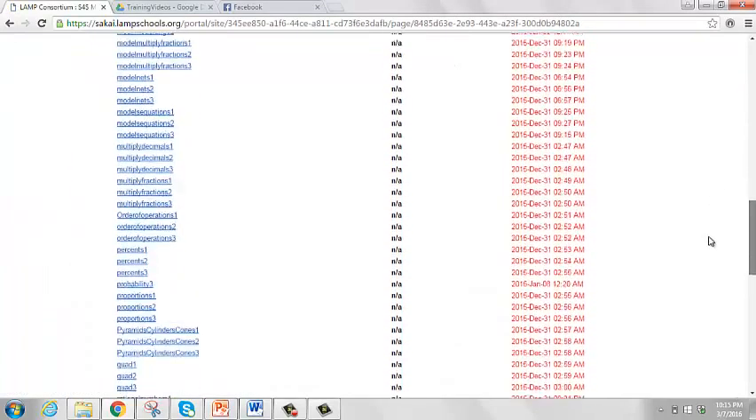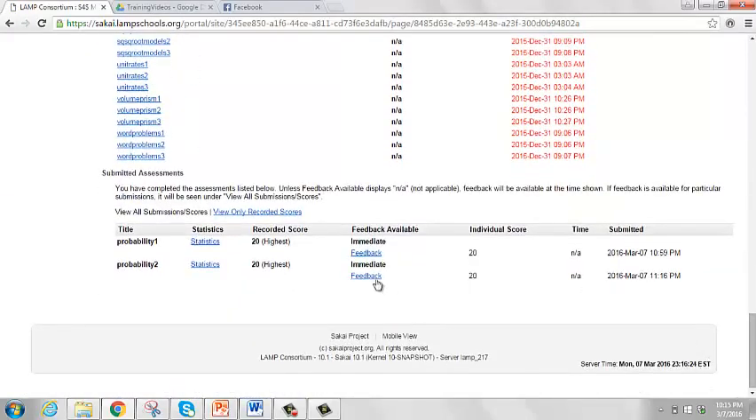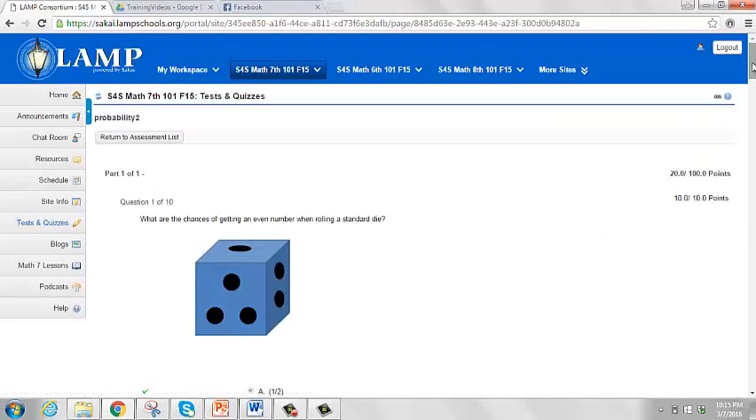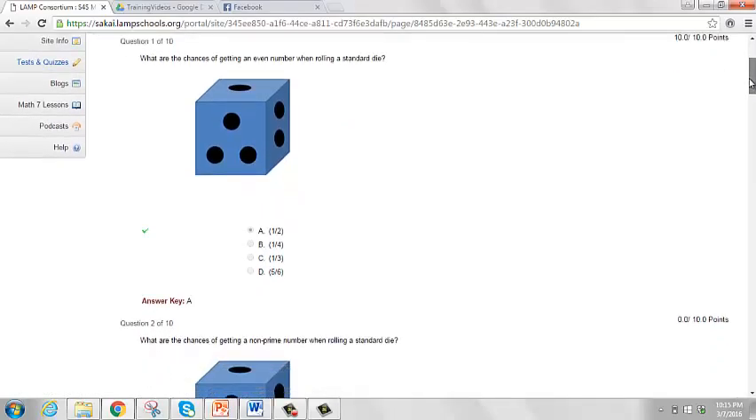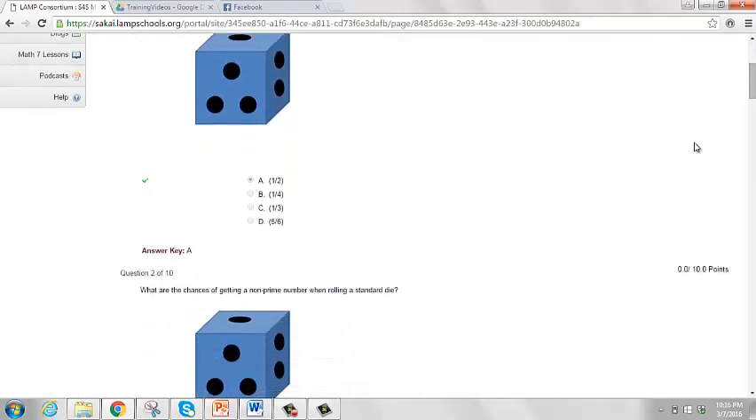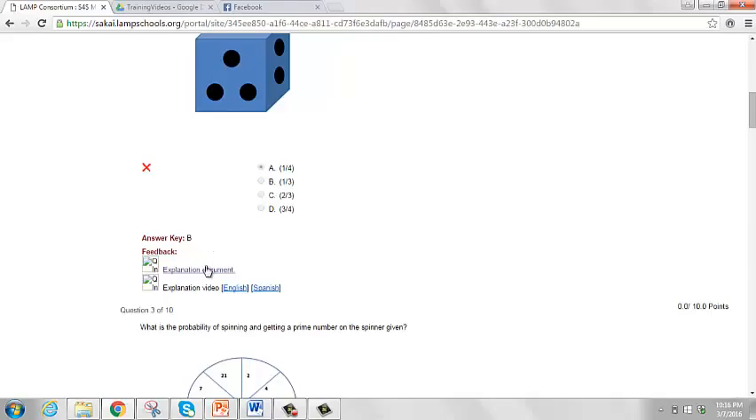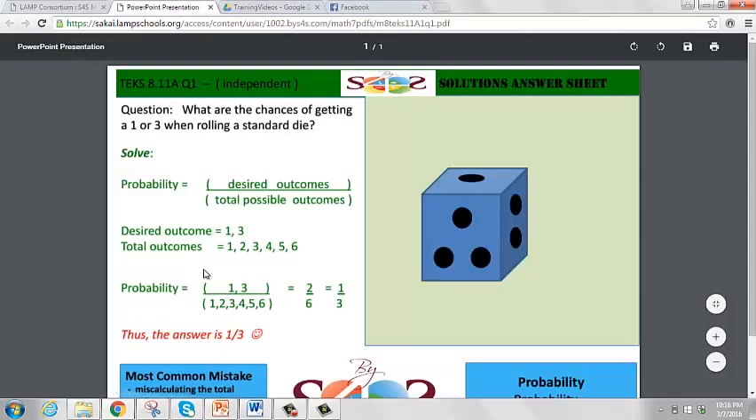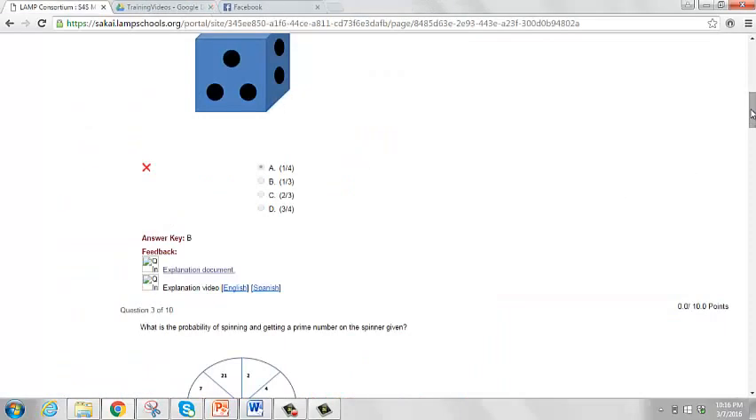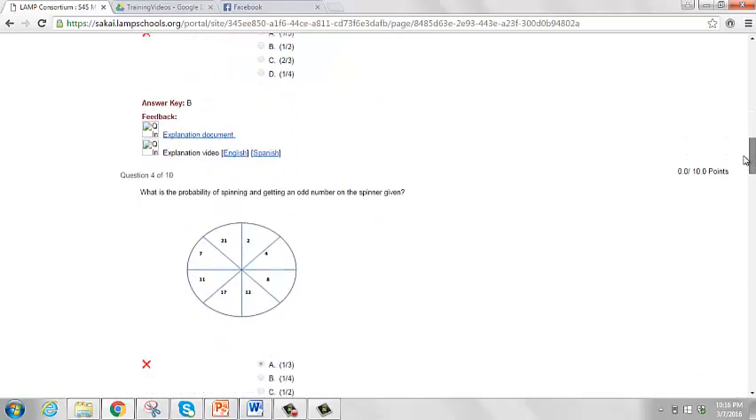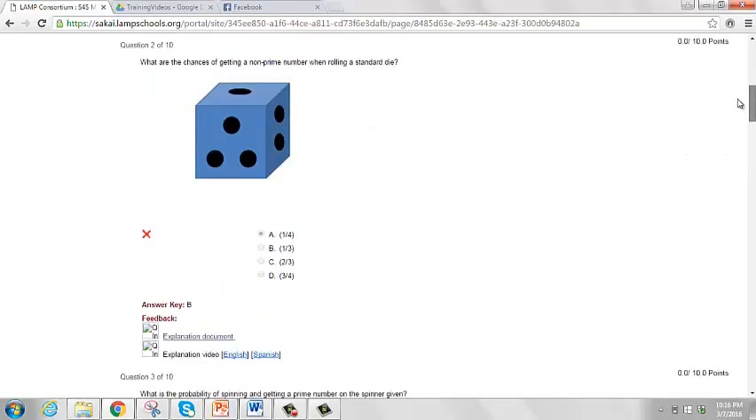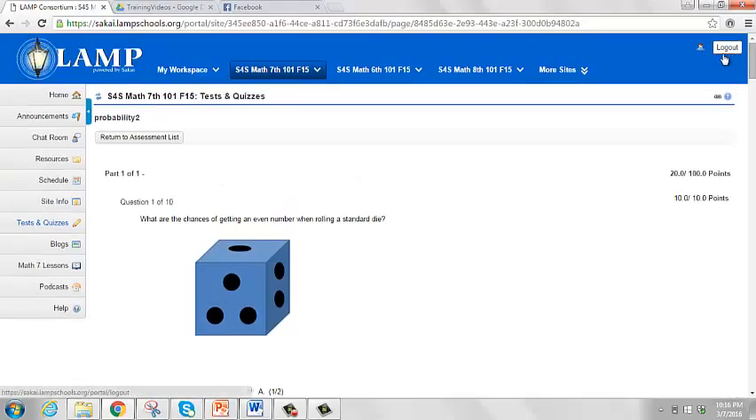For the student view, you will be able to get instant feedback for tests given here, probability number 2. In here you can see what the correct answer is. You get an answer key. You have the ability to go in here and look at one of the quick explanation documents if you have any questions. You can go through every question, look at the answer key, and look up videos in English or Spanish, or worksheet explanations, for anything you got wrong. So instant feedback is the key message here.